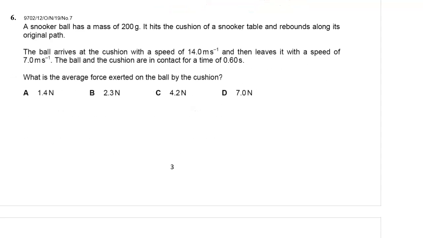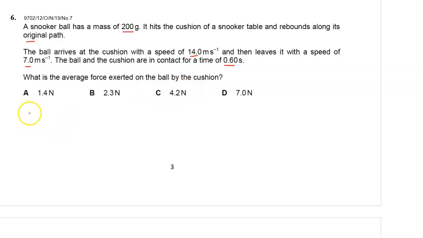Number 6. Of course, this was paper 1-2 and question number 7. A snooker ball has a mass of 200 grams. It hits the cushion of a snooker table and rebounds along its original path. Okay, it goes back the way it came. The ball arrives at the cushion at the speed of 14 meters per second and leaves the cushion with the speed of 7 meters per second. The ball and the cushion are in contact for 0.6 second. What is the average force exerted on the ball by the cushion?